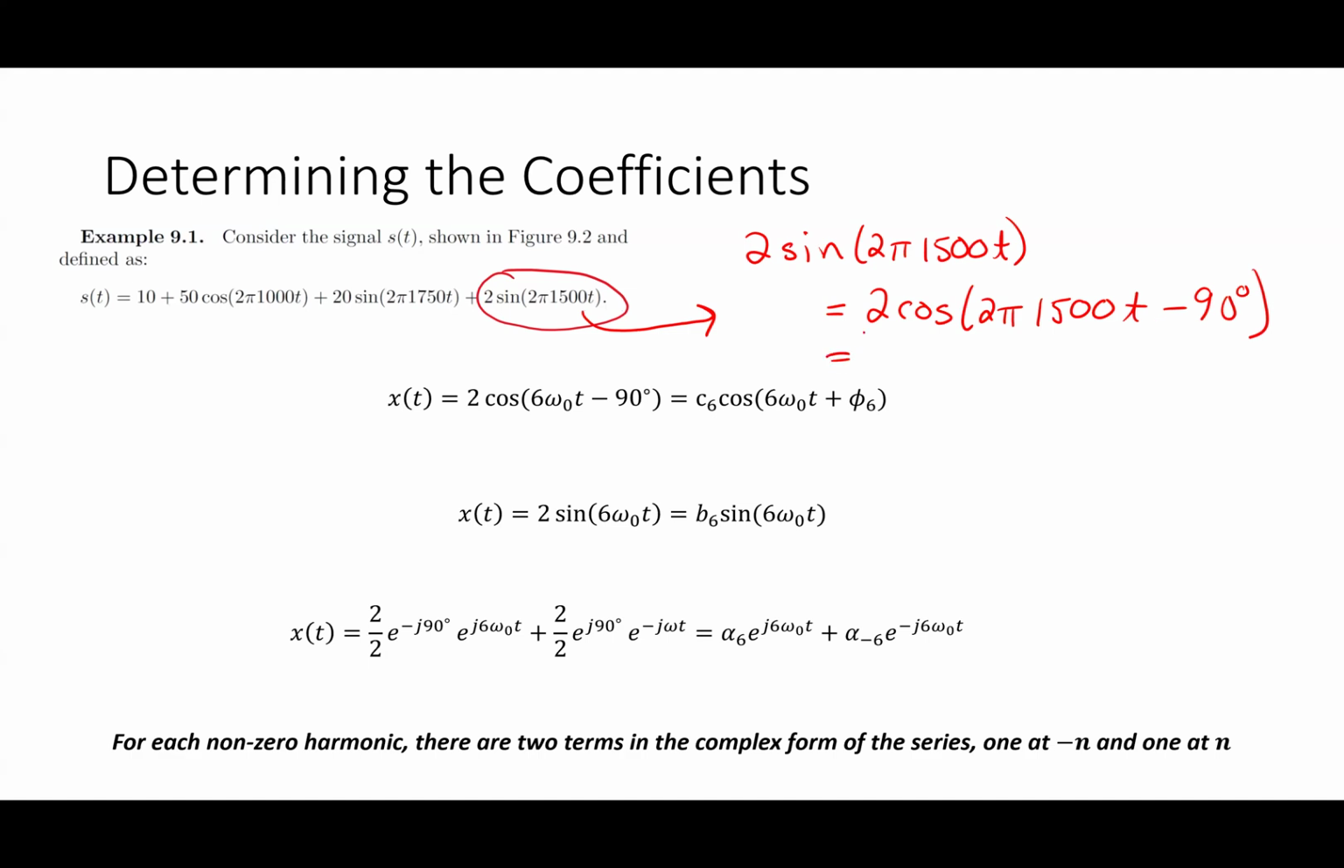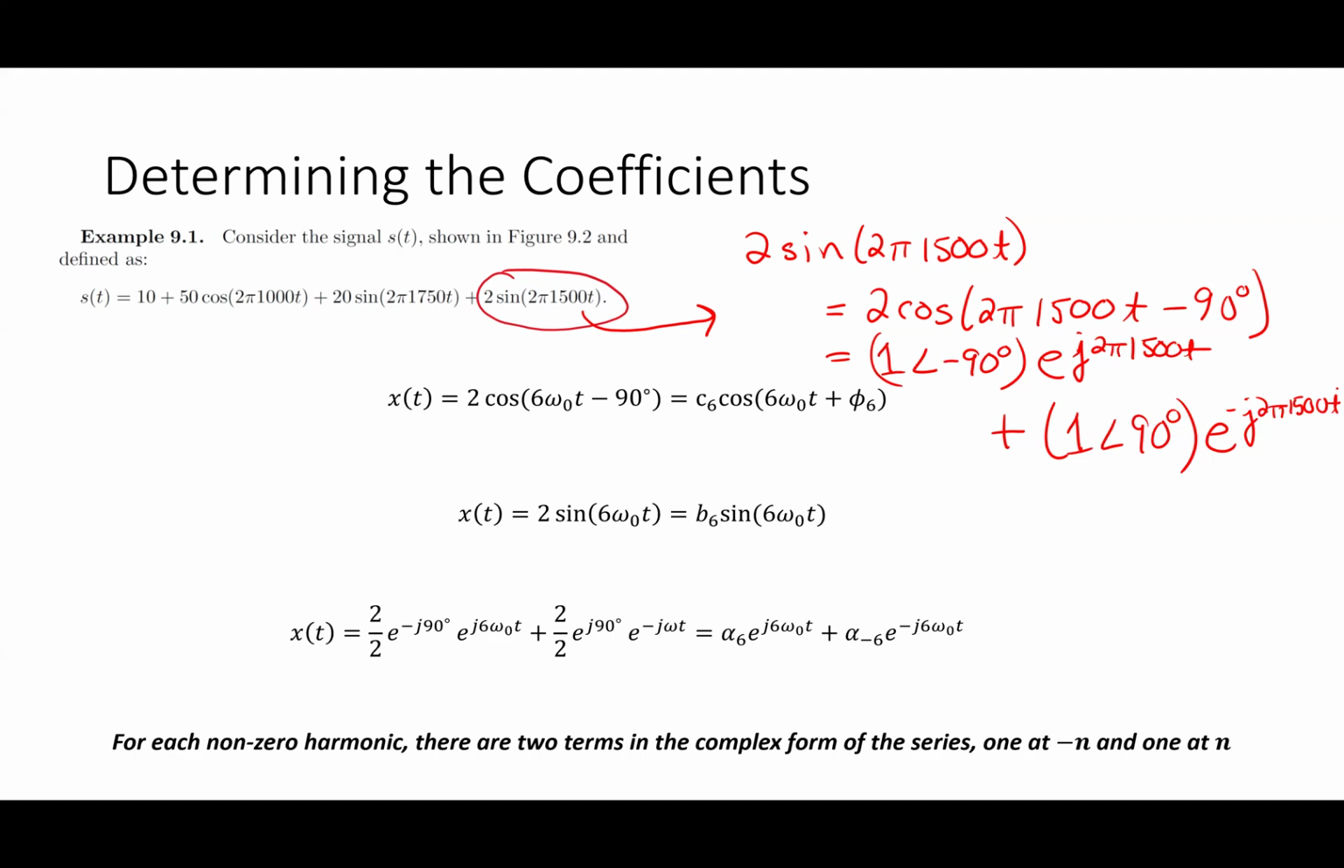Or it's 2 rotating vectors: one with a magnitude of 1 and an angle of negative 90 degrees, e to the j 2 pi 1500t, plus one with magnitude 1, angle 90, e to the negative j 2 pi 1500t. Three equivalent ways of looking at this.